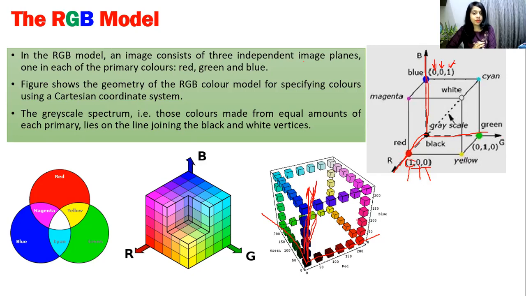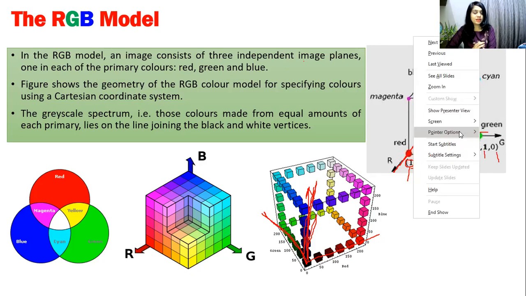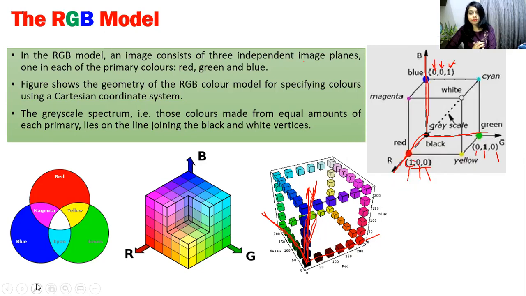Similarly, it goes for green. If you see this green plane here, it indicates presence of green color, absence of blue color, and absence of red color, and that's why R is 0, G is 1, and B is 0. So this is how we can represent colors in this Cartesian coordinate system.